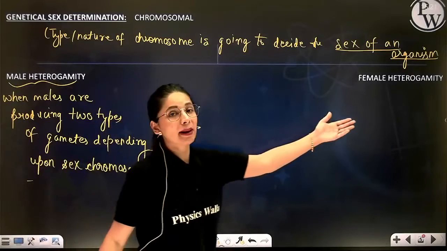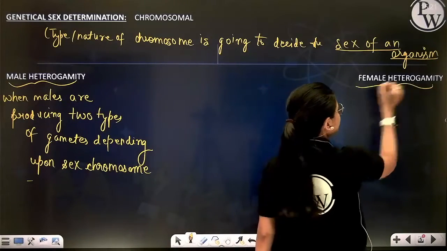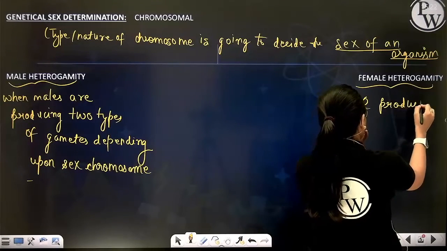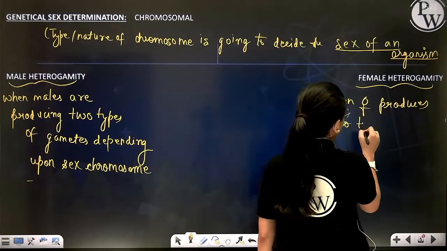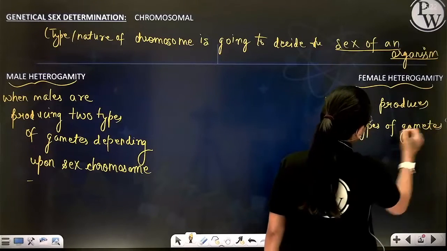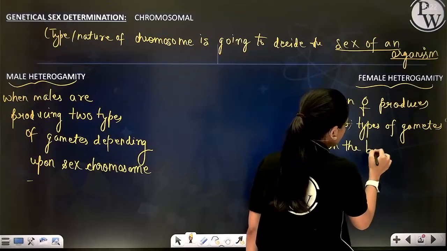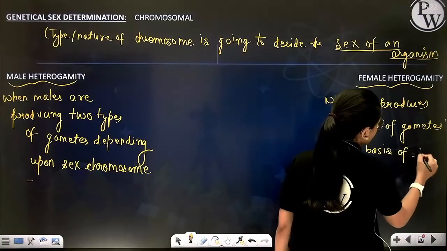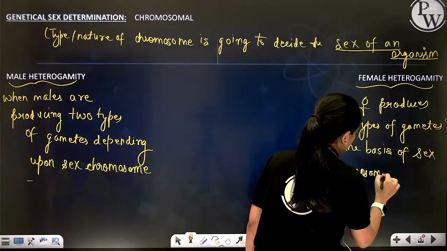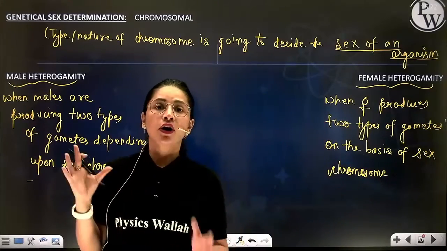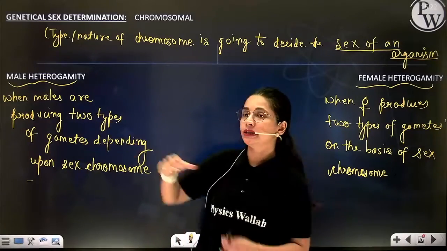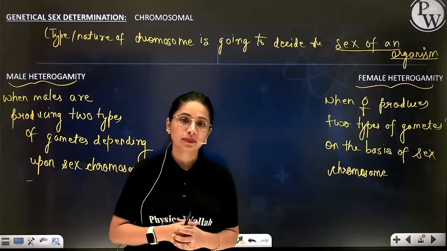Whereas if I talk about female heterogamety, it means, beta, when female produces two types of gametes on the basis of sex chromosome. Right? So there are two types of genetical sex determination, one under male heterogamety and one under female heterogamety.